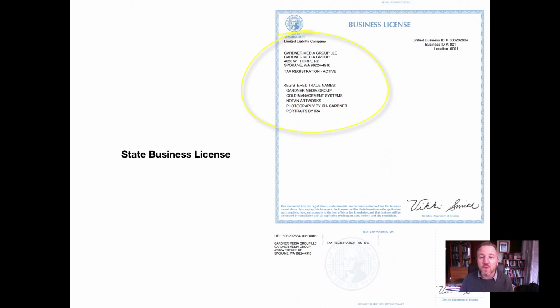And you'll also notice that I have 5 registered trade names. So I paid $5 apiece to register those trade names because I have different lines of businesses. I've got a publishing business, I have a consulting business, I have a fine art business, I have a general photography business, and I have a portrait business.